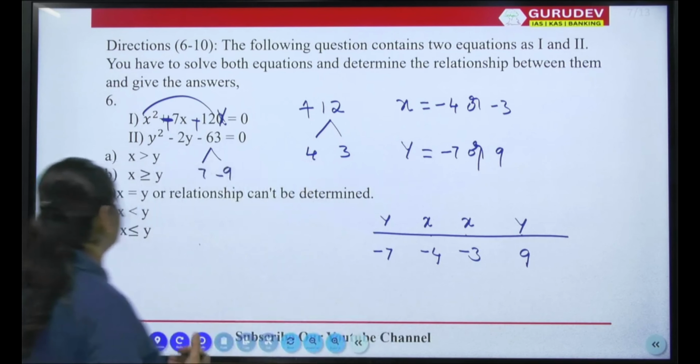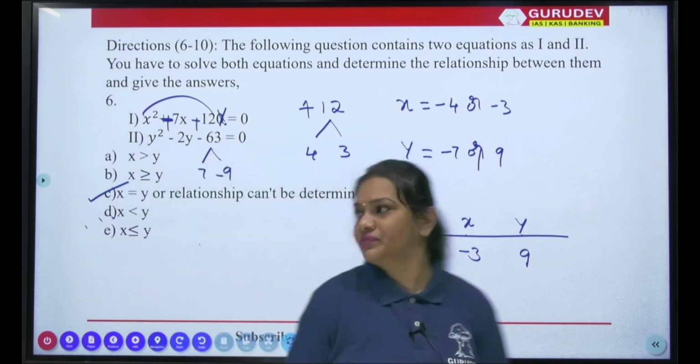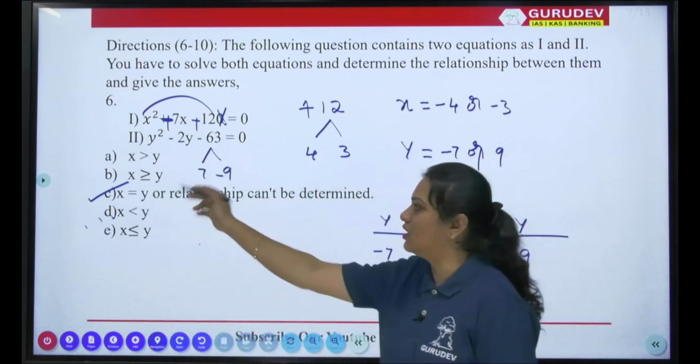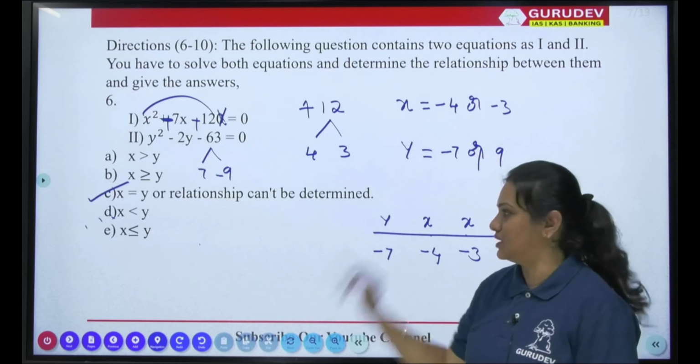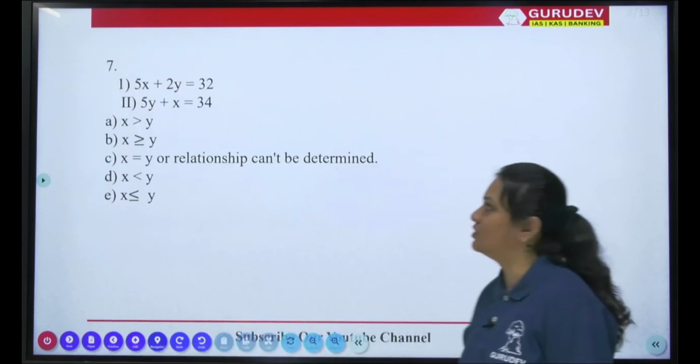So what is the right answer for this question? The right answer for this question will be option C, which is x is equal to y, or relationship cannot be determined. I hope it is clear for everyone. Next, let me move on to the next question.